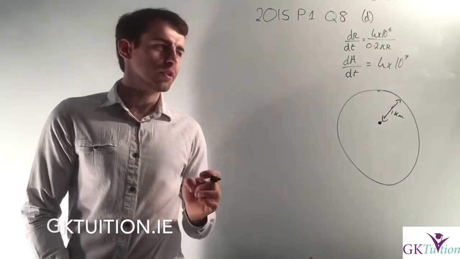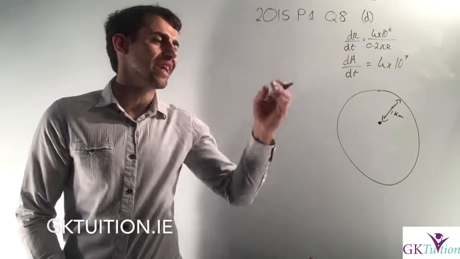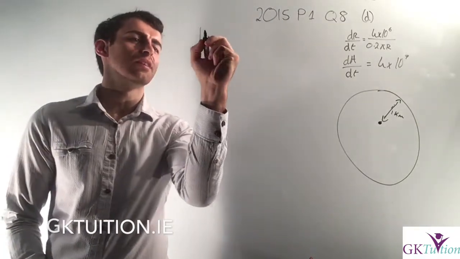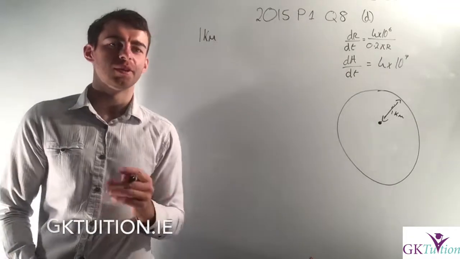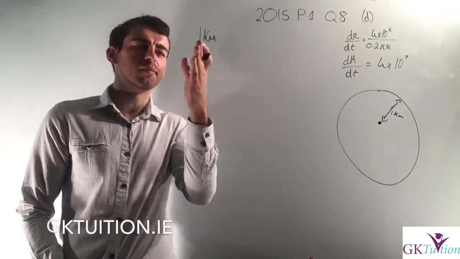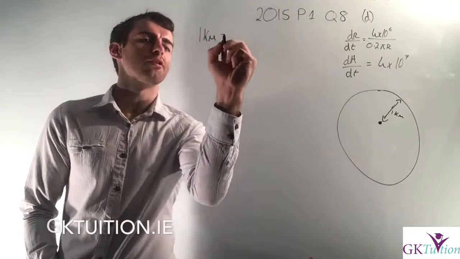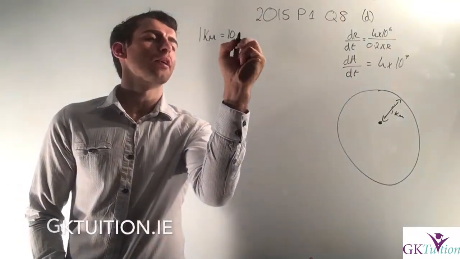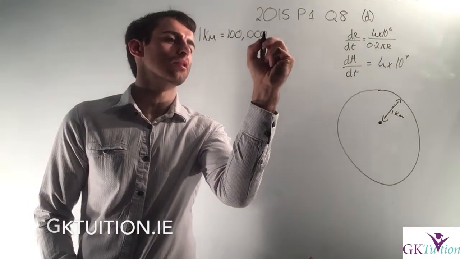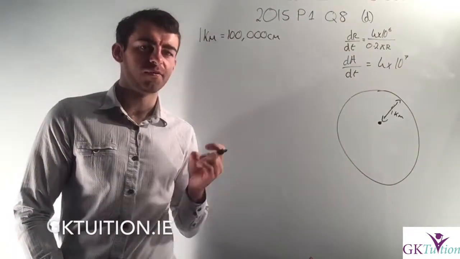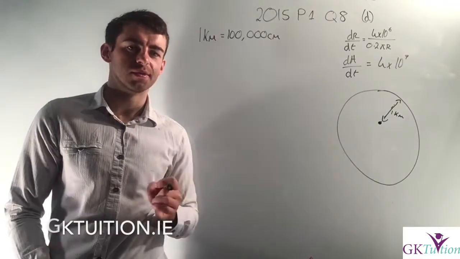Remember, everything we've been dealing with, my dr/dt and my dA/dt, they're all in centimeters. So in this case, I need to convert my 1 kilometer into centimeters. To convert it to meters, I multiply by 1,000, and to convert meters to centimeters, I multiply by 100, which means that 1 kilometer is actually 100,000 centimeters. So I want to know how long will it take before the radius of my circle is 100,000 centimeters.